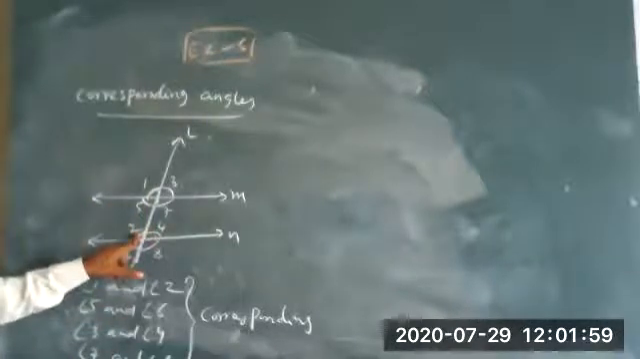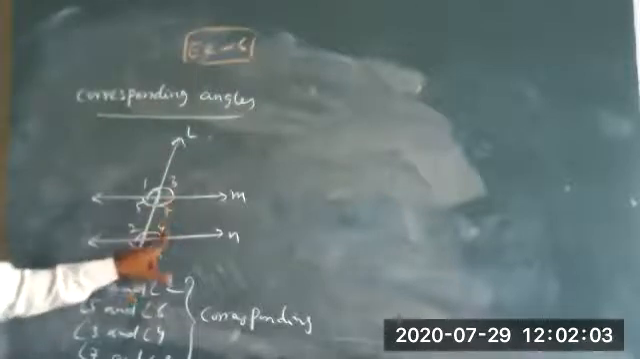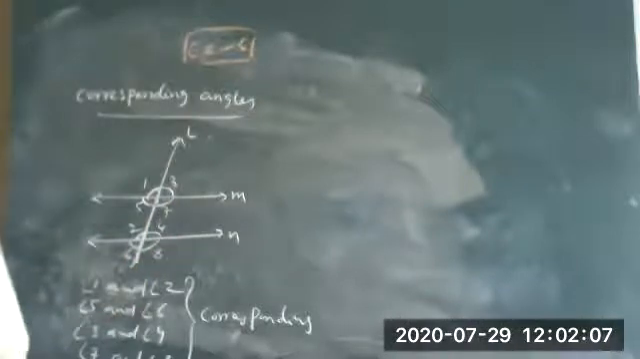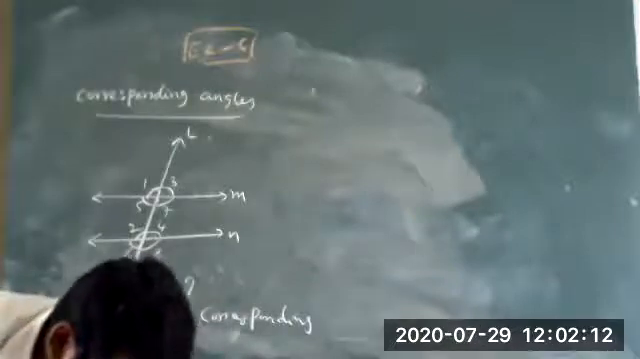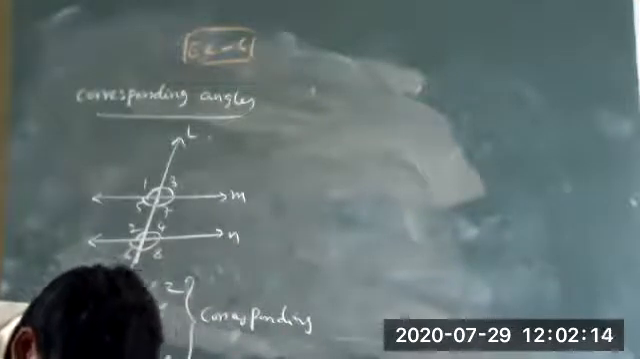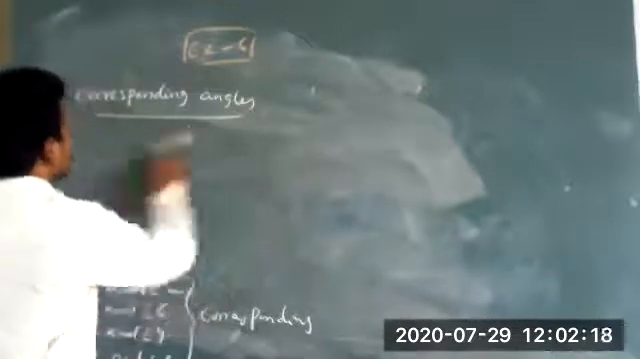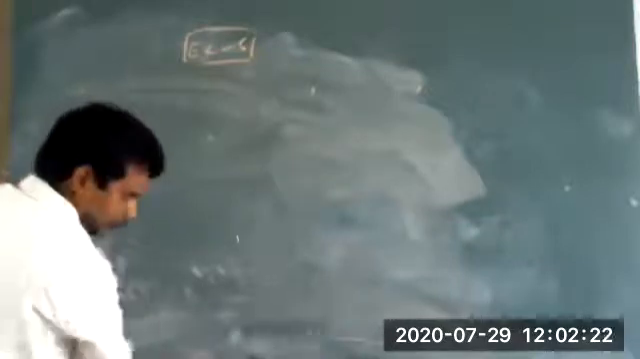Angle 1 and angle 2 are corresponding. Angle 5 and angle 6 are corresponding. Angle 3 and angle 4 are corresponding. Angle 7 and angle 8 are corresponding angles. Clear, children? Next, interior and exterior alternate angles.